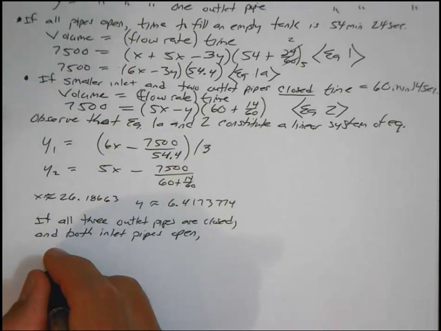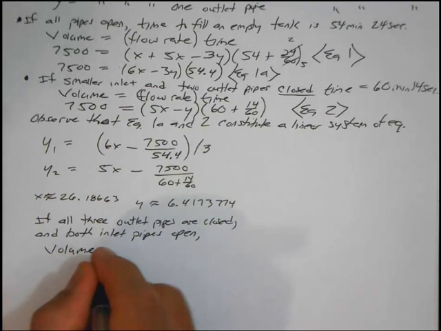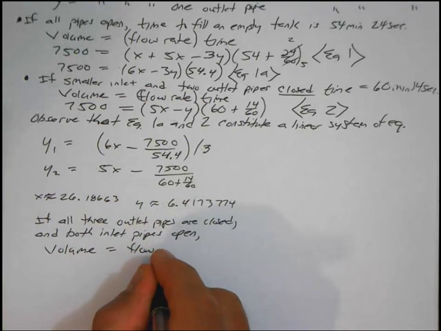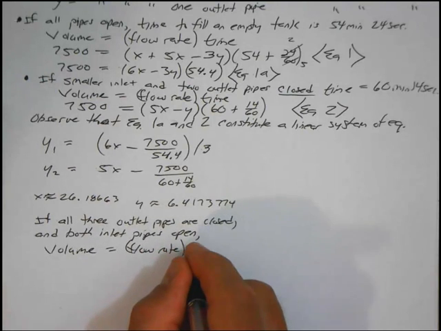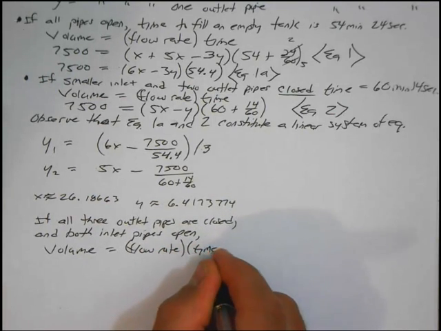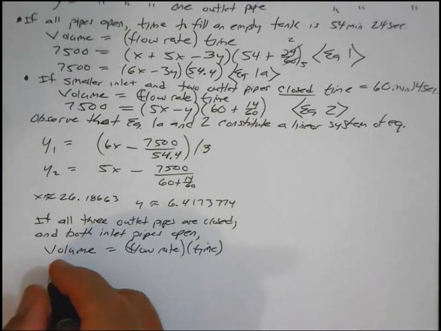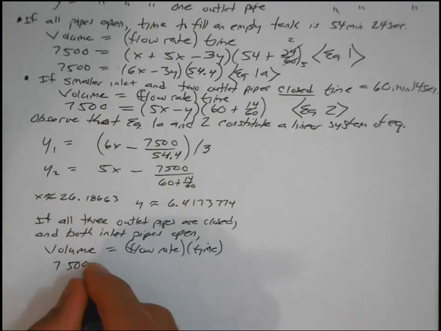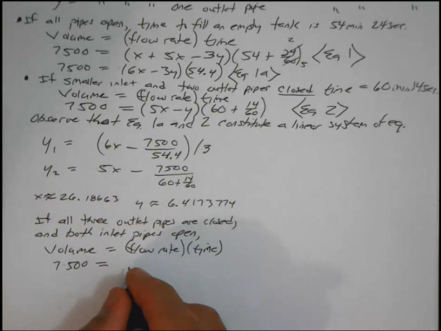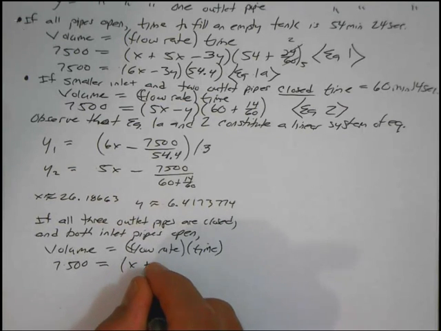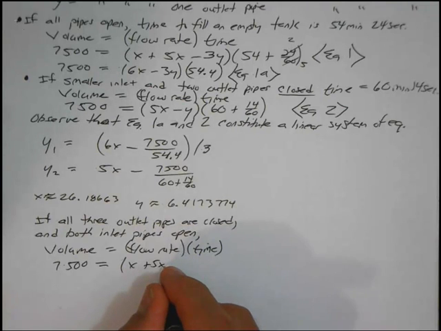Well, as always, we can start with our general formulation again. Volume equals flow rate times time. In that case here, the volume is the empty tank, 7,500 gallons. The flow rate, okay, now it's all three outlet pipes closed, both inlet pipes open. So we have an X for the small inlet plus a 5X for the large inlet. There's nothing being drained. And then times time.